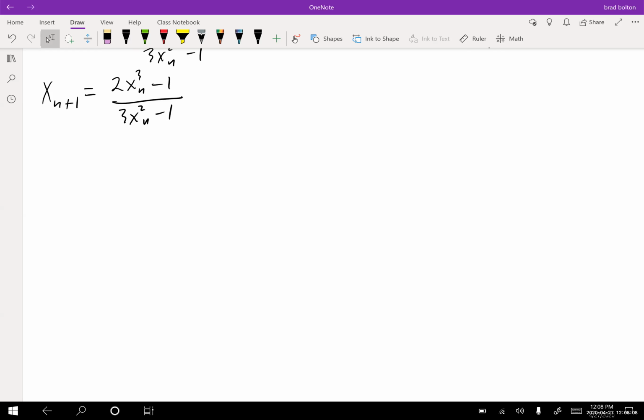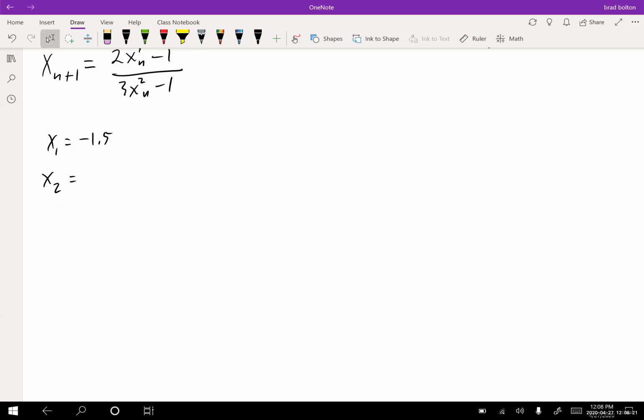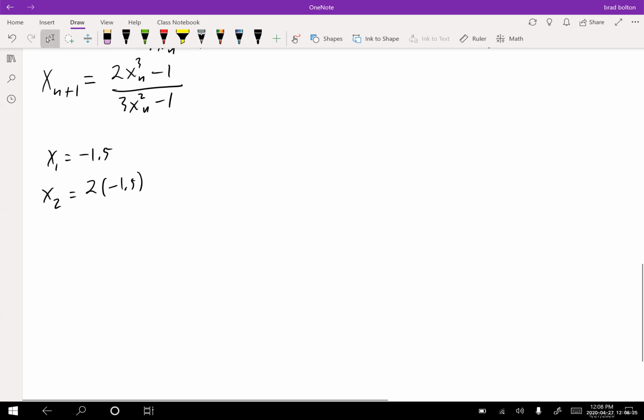So now we're going to find x sub 2. So we already know x sub 1 is equal to negative 1.5. That's our starting point. That's what we've chosen. X sub 2 equals, let's see here, 2 times negative 1.5 quantity cubed minus 1 all over 3 times negative 1.5 squared minus 1. So when you plug that in your calculator, let's write out quite a few digits.